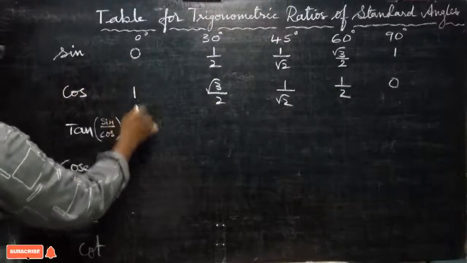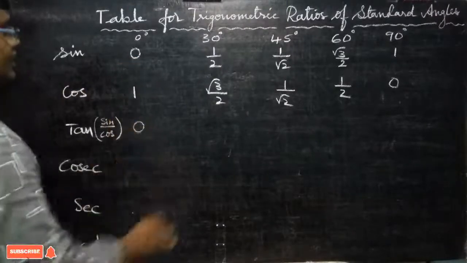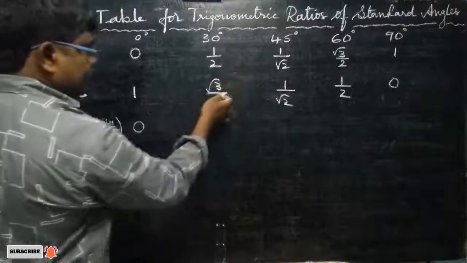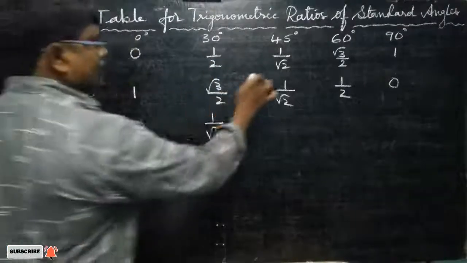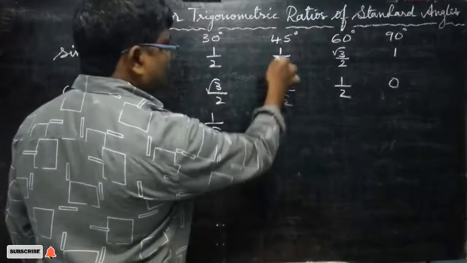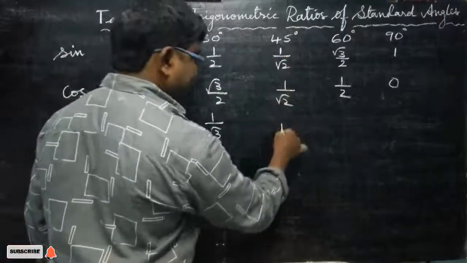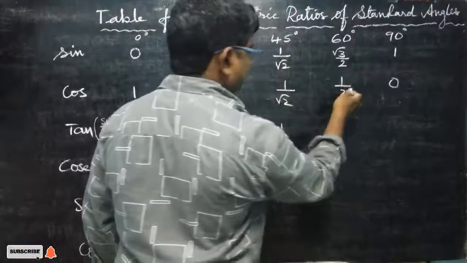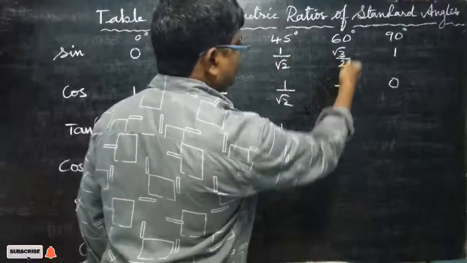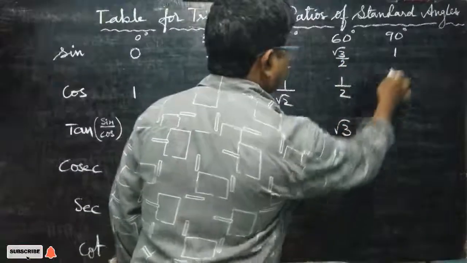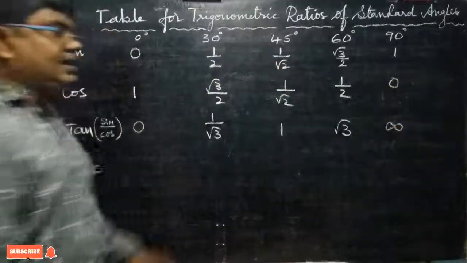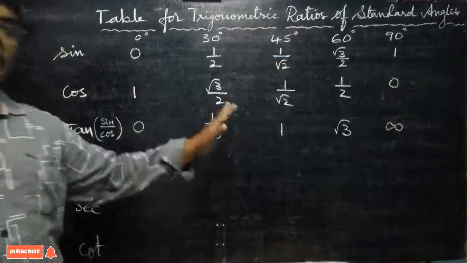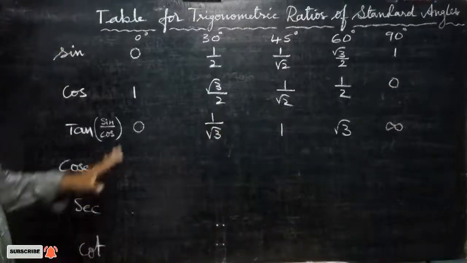0 by 1 means 0. Here, 2 gets cancelled: 1 by root 3. Here, root 2 cancels: 1 by 1 means 1. Here, 2 cancels: root 3 by 1 means root 3. 1 by 0 means infinity, not defined. That's all. Infinity we can call or undefined.